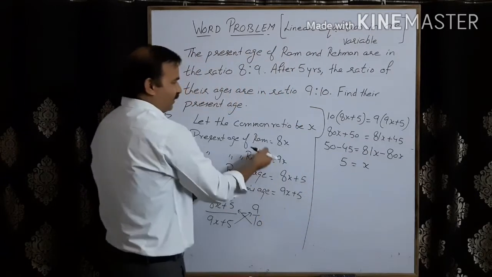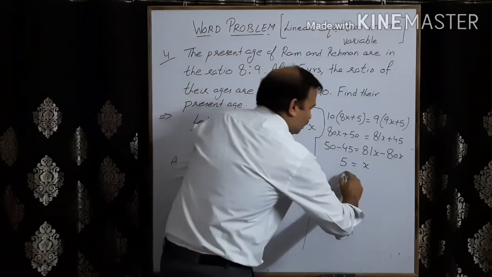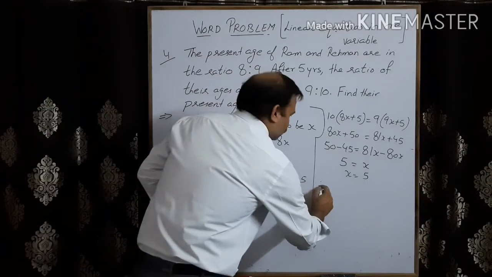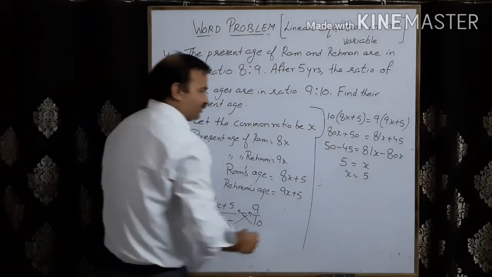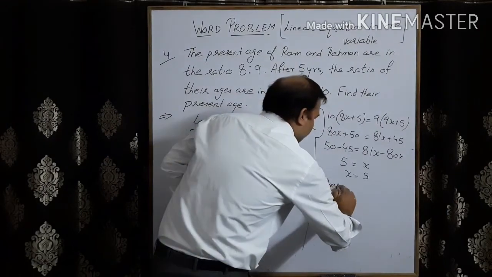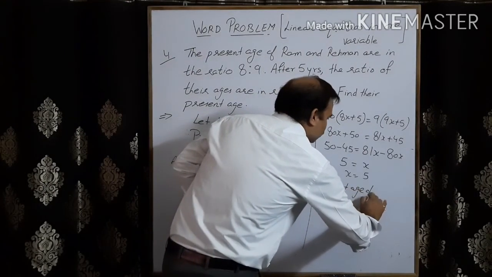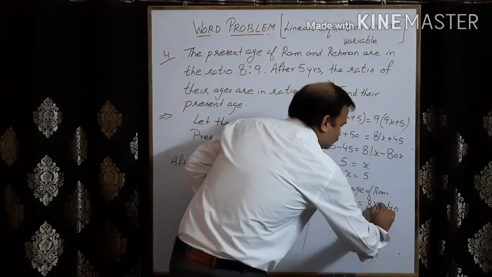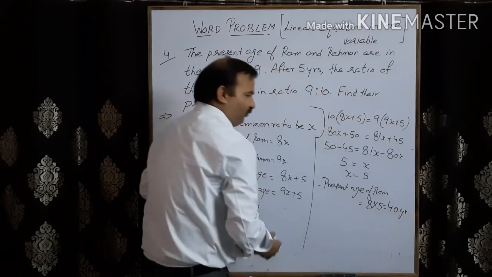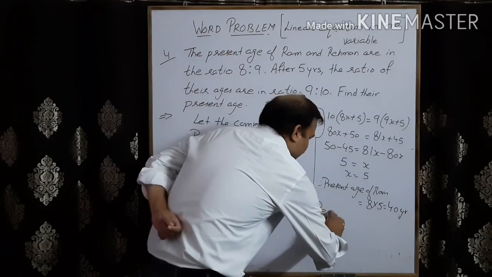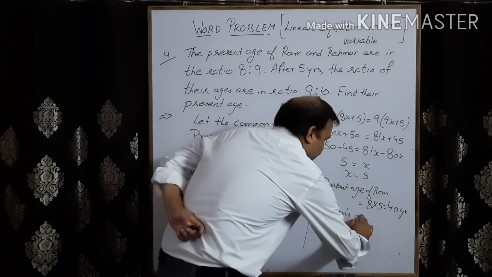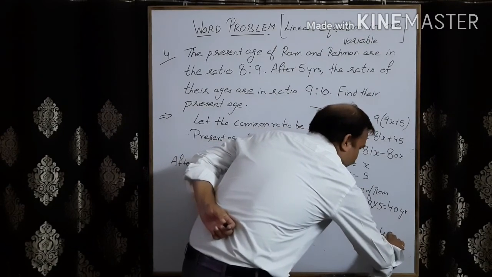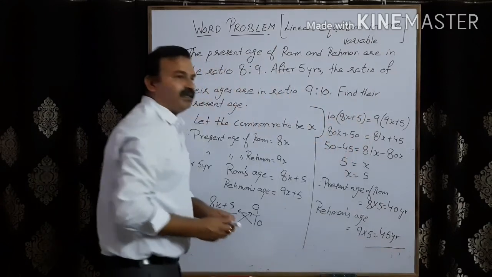Now what was x? x is a common ratio, it means x is equal to 5. What we have to find? We have to find their present ages. So therefore the present age of Ram is 8x, that is 8 multiplied by 5. In place of x we will substitute the value, that is 40 years, and Rahman's age is equal to 9x, that is 9 multiplied by 5 is equal to 45 years. That is the answer.